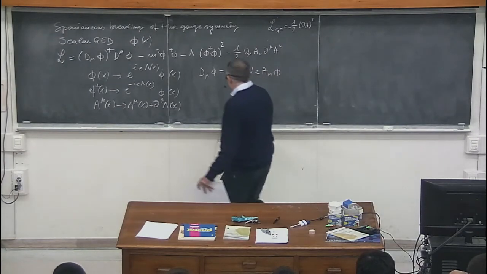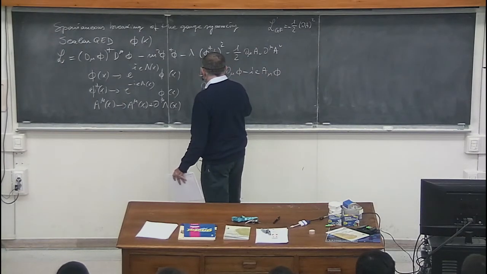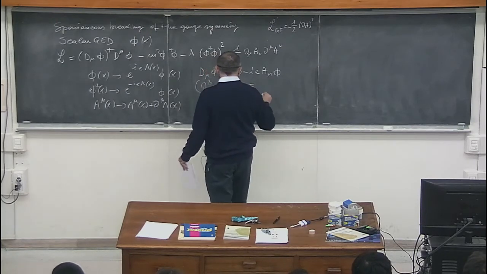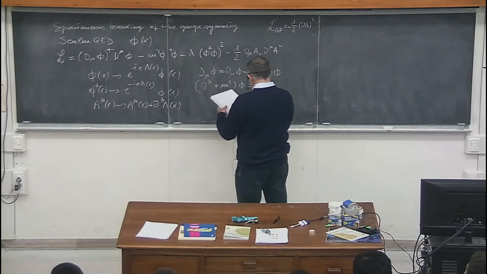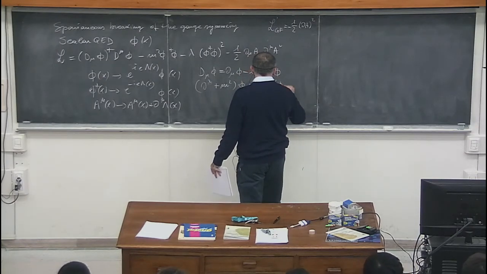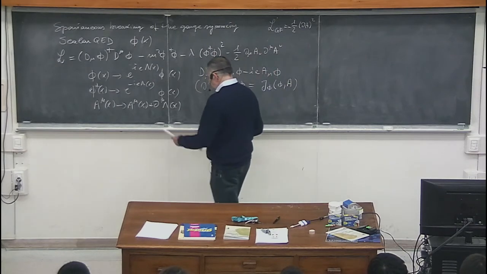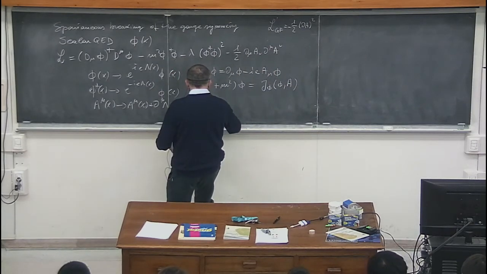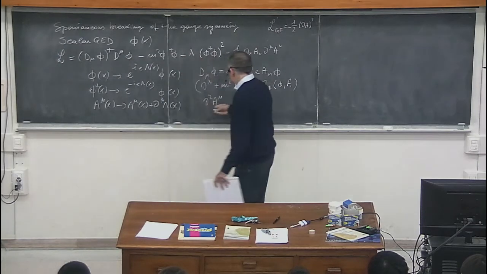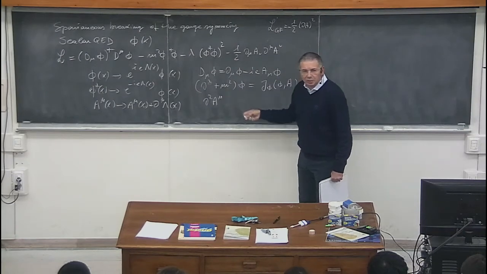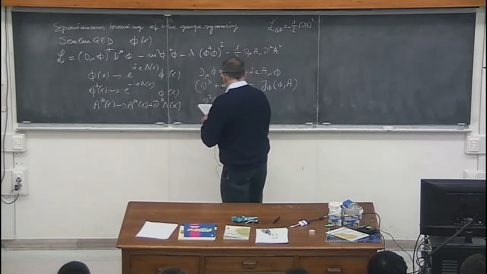The equations of motion are something like (D_μ D^μ + m²)φ equal to something, which I call j_φ. j_φ is a function of φ and A. And ∂²A_μ... This is the miracle of the Feynman gauge. There would be another term here which disappears with this gauge fixing.